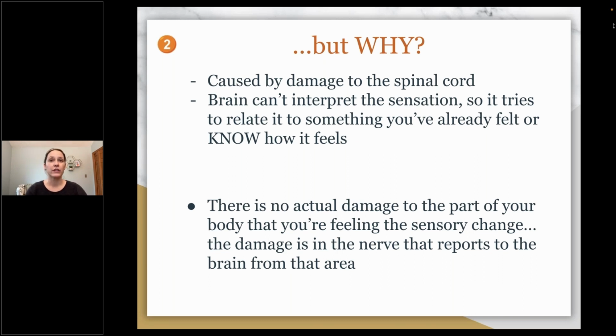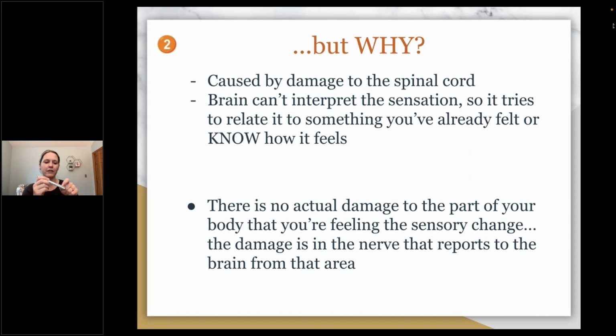So in most cases, there's no actual damage to the part of your body where you're feeling this sensory change. Another example might be with the hand. I might touch this pen and it feels hot or it feels sharp, especially if I'm touching, what's this?